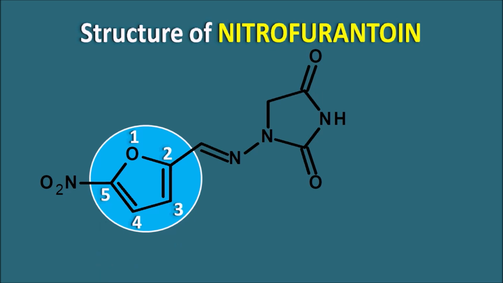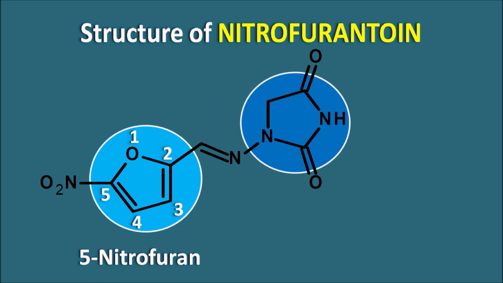We have to give the numbering in this direction because it gives the least number to the side chain at the second position. So there is a nitro group at the fifth position, and a side chain at the second position. So nitrofurantoin belongs to the chemical class of 5-nitrofurans.